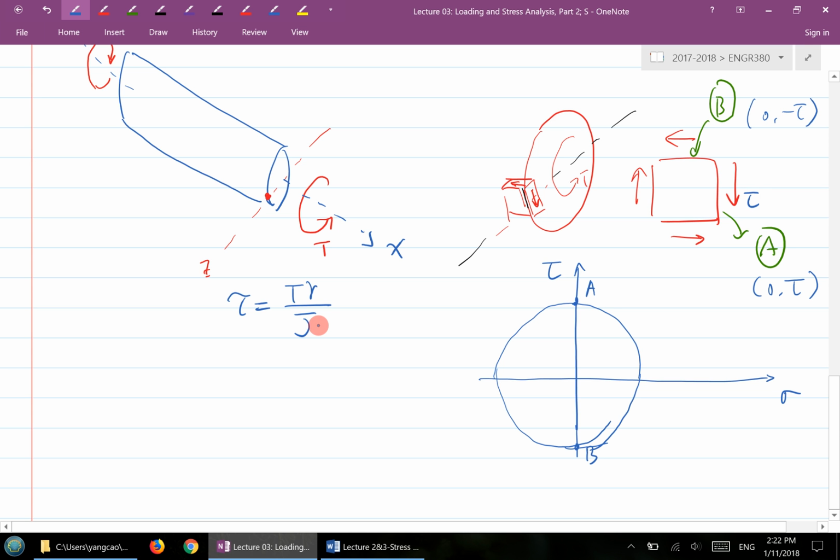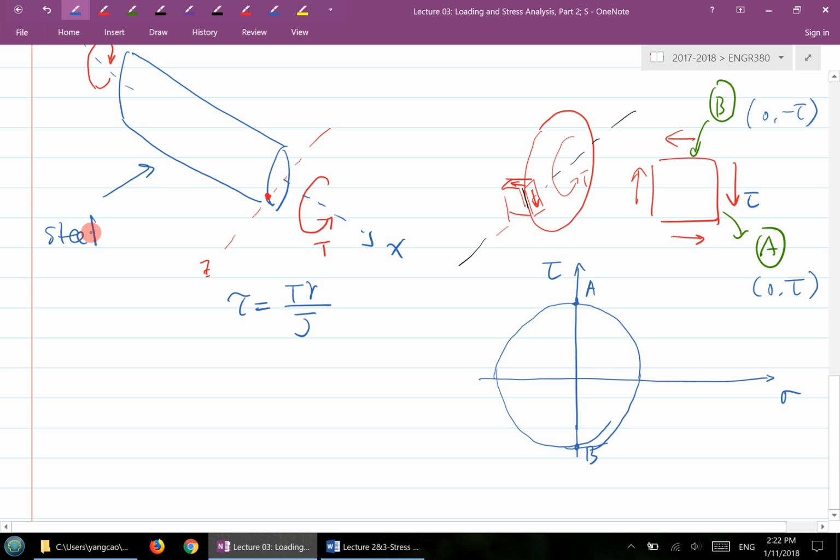So actually, this T times R over J, in this case, happened to be a special value, remember? This is called the principal shear stress, right? So in this case, this is the principal shear stress, okay? Now suppose this is a steel bar like this. If it is a steel bar, it basically means it's a ductile material. As we just said, the fact is the ductile material will fail due to normal stress, right?